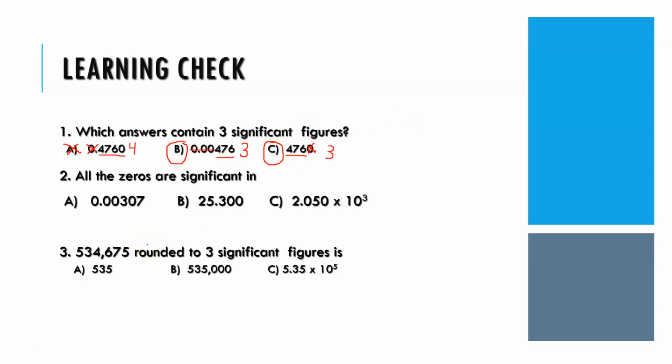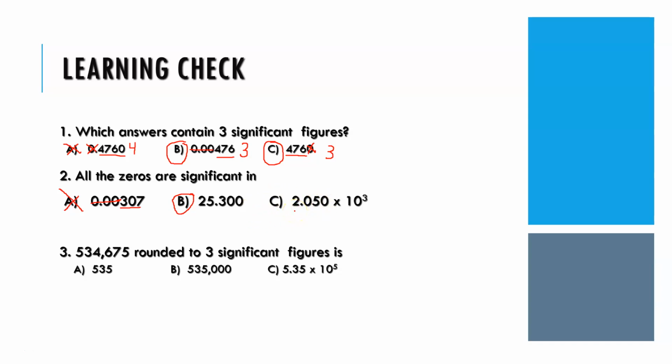Number 2 asks us for all the zeros that are significant. So when it comes to A, we can clearly see that our zeros in the front don't count, but we know zeros in the middle do, but since we crossed out those zeros, we know it's not A. Now, this time we have a decimal present, and zeros at the end count when there is a decimal present, so that means that B also works.